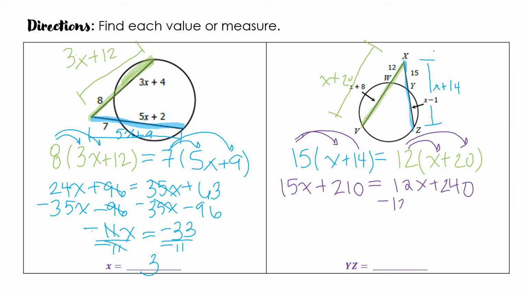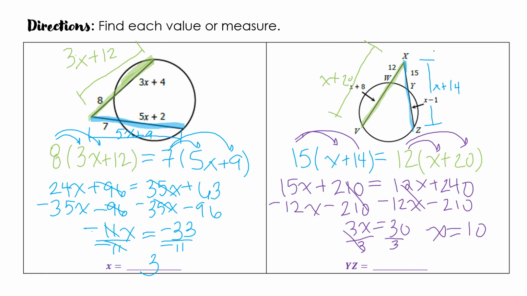Let's move our 12x by subtracting it. And let's move our 210 by also subtracting it. So that is going to give us 3x equals 30. We're going to divide both sides by 3, which means x equals 10. Remember, our goal was to find YZ, and YZ is this length right here, which is x minus 1. So if I plug 10 in, 10 minus 1 is just 9. So the length of YZ is 9.